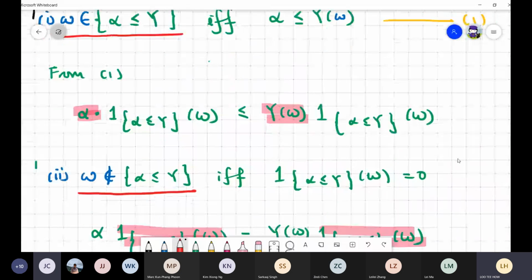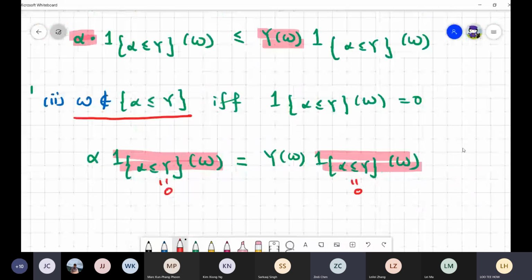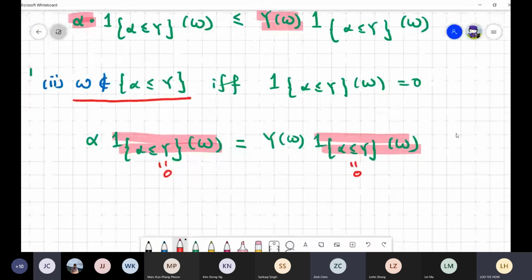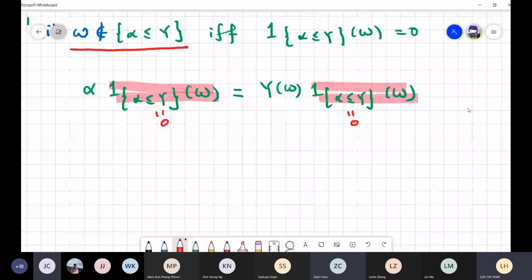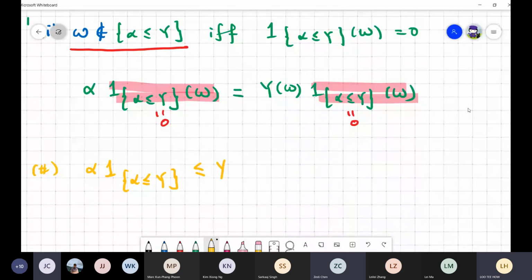So combining this, we have this summary. I hope you can remember this, because this is a very useful technique. So alpha 1 of this is always less than or equal to y. You just follow here. Yeah, if this is y, y.